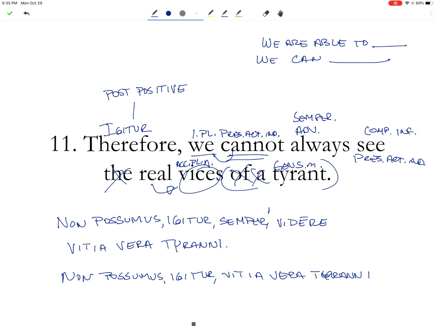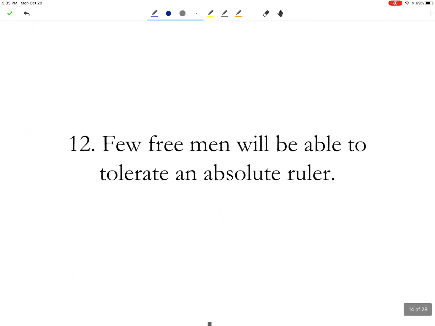Oh, I didn't include the non. Non, semper, videre. I'm not entirely satisfied with that, but I think it's a little better. Maybe vitia could go first. Vitia vera igitur. Throw that at the beginning. That's an idea. Anyway.